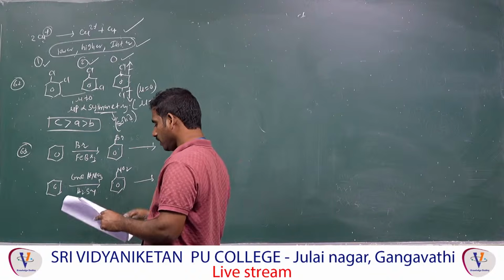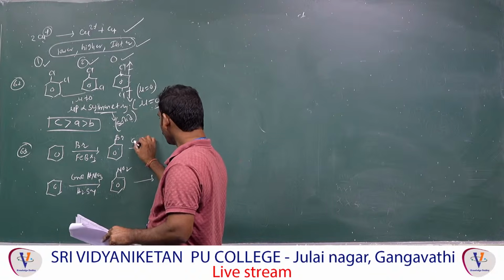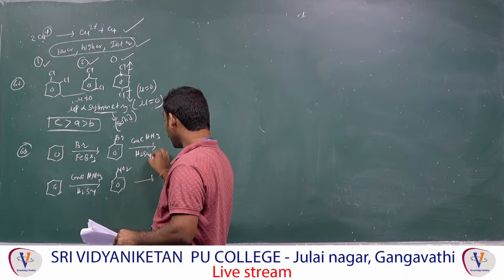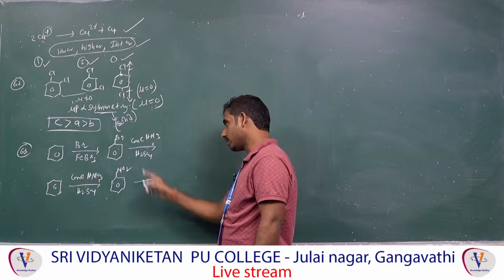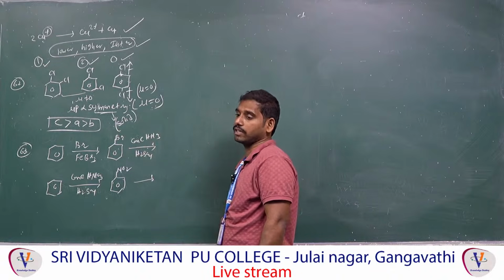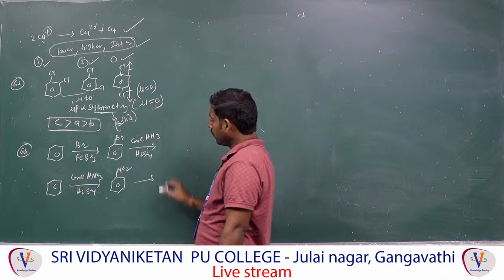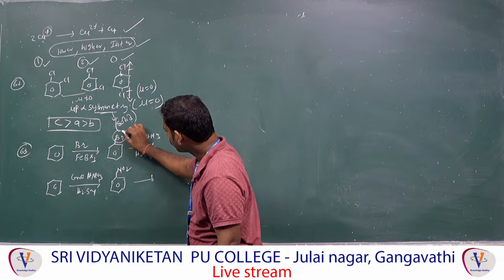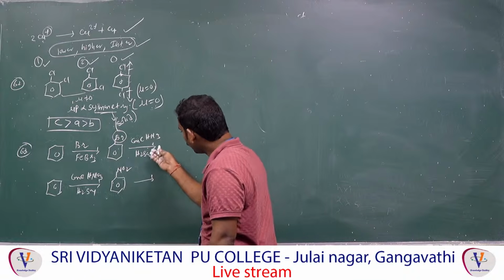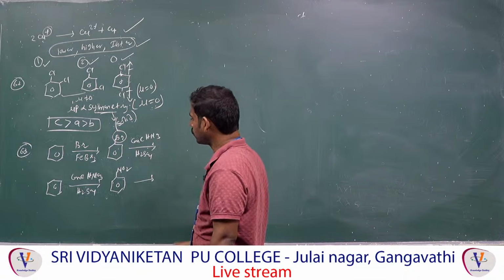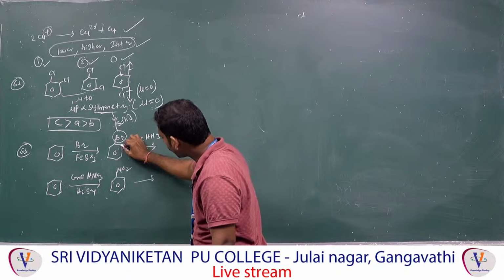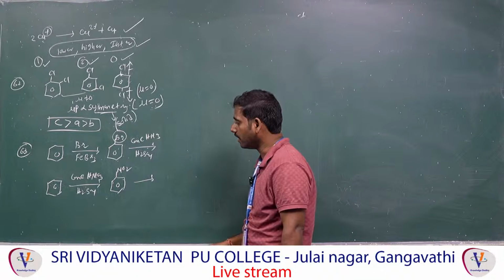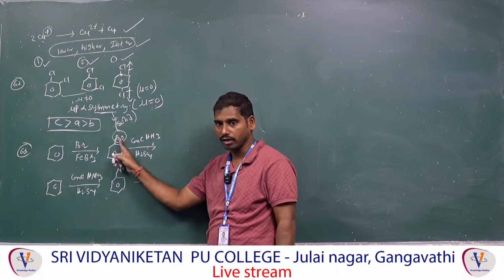Then next, what they have given here: concentrated HNO3 and H2SO4. Now this is called nitration. This is also called electrophilic substitution reaction. Here NO2 plus, where will it move? This group will decide which position the NO2 plus moves to: ortho, para or meta. This is called ortho, this is called meta, this is called para. Ortho, para or meta will be decided by the group already present on the benzene ring.